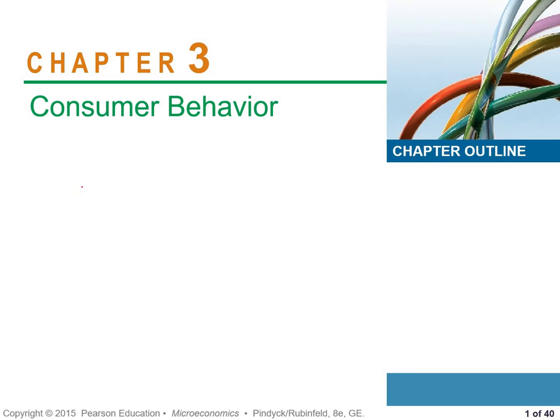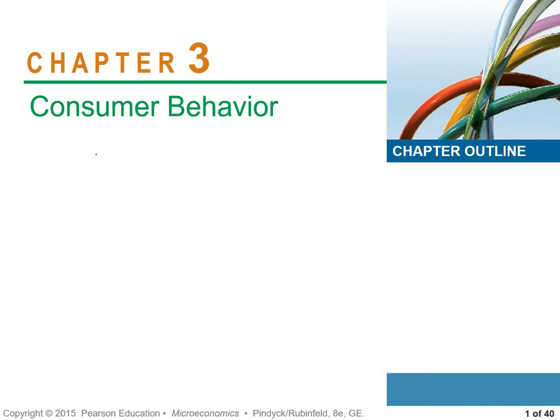Bismillahirrahmanirrahim. So now we are going to start our third chapter, which is consumer behavior. We have gone through the elasticity of demand, and we have discussed three types of elasticities: income elasticity, price elasticity, and cross price elasticity. And I hope that you have gone through the slides as well.